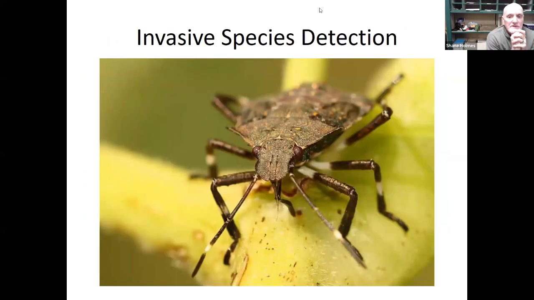Environmental DNA can also help in the early detection of invasive species by identifying their genetic material in the environment, enabling quicker management actions to prevent the spread of the species.